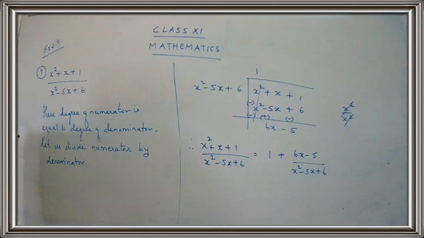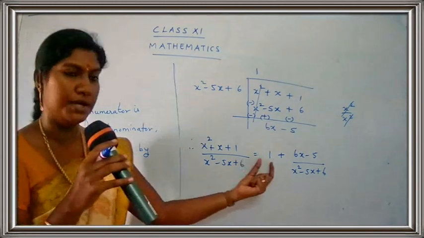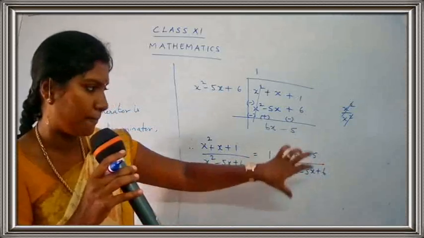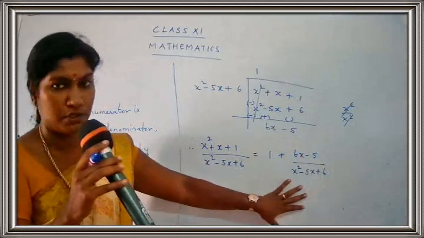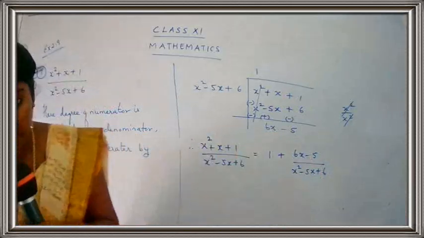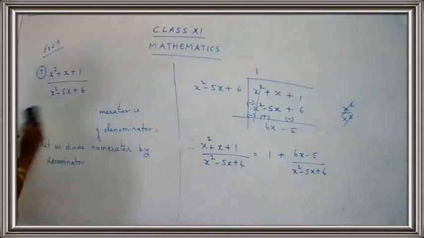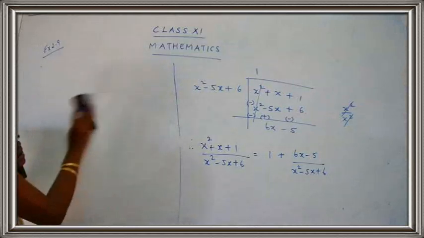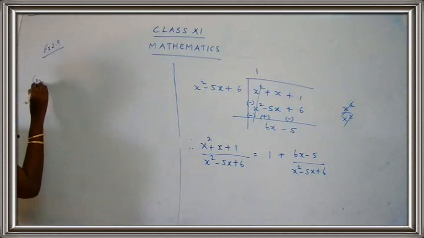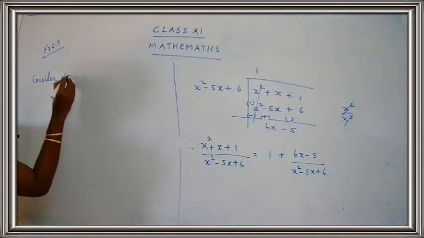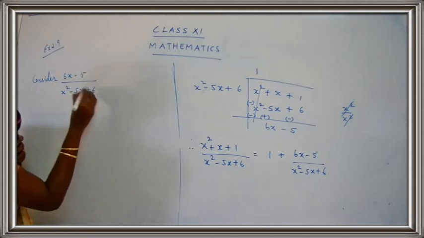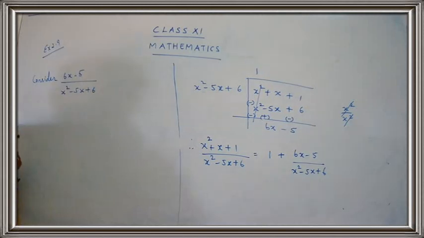Okay, children, now what we are going to do is take out this part. This is 1, so we cannot do anything over here. So this is a value. We are going to choose this part, that is 6x minus 5 upon x square minus 5x plus 6, and we are going to simplify it further. Let's consider, write down here, consider 6x minus 5 upon x square minus 5x plus 6. Okay, this is what we are going to consider.